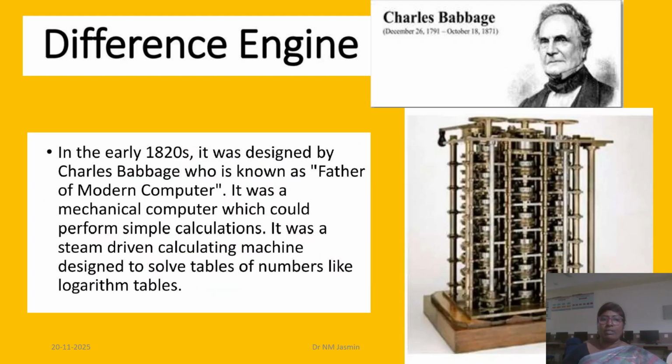The next machine is the difference engine. In the early 1820s, it was designed by Charles Babbage, who is also known as the father of the modern computer. It was a mechanical computer which could perform simple calculations, and it was a steam-driven calculating machine designed to solve tables of numbers like arithmetic tables.